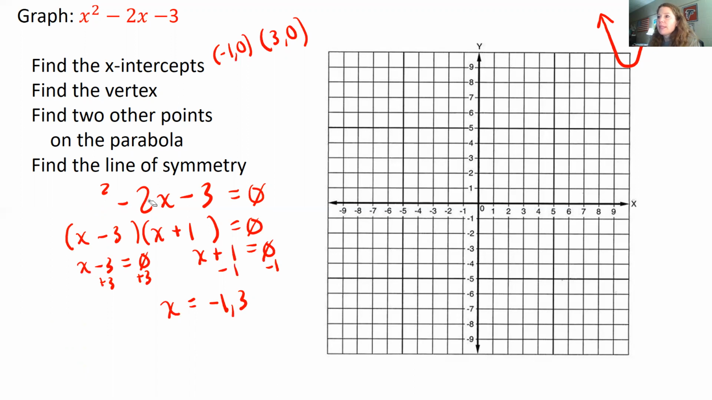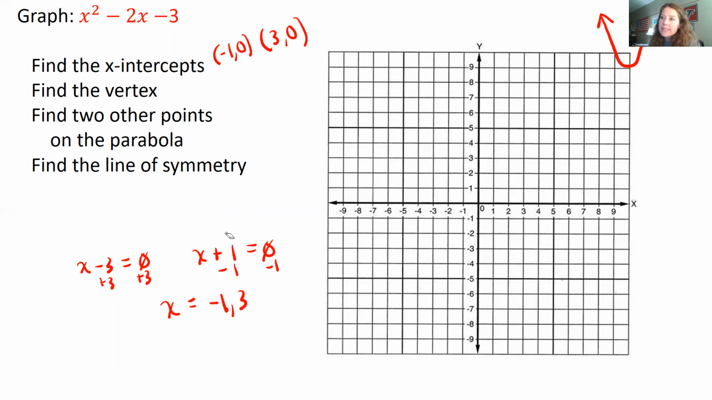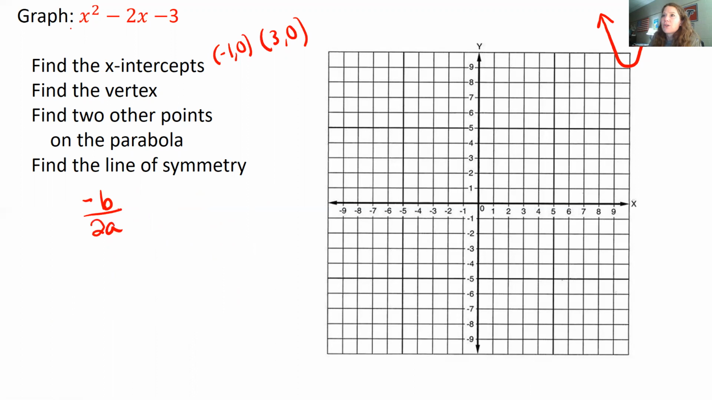so now we're going to find our vertex. When we have a parabola that opens up, that means the vertex is also our minimum value, the lowest point on our parabola. To find the vertex, we always use the opposite of b, or -b over 2a. So a is 1. It's always what's multiplied by your variable squared. B is always what's multiplied by your variable to the first power. So our b is -2.